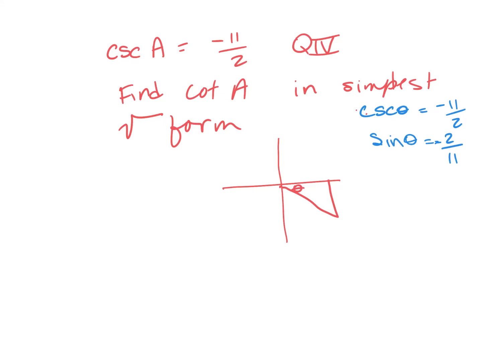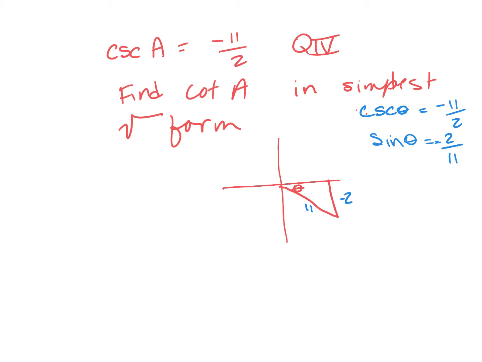So they give us the cosecant of A, and it's negative 11 over 2. They tell us it's in quadrant 4, and they want us to find the cotangent of A in simplest radical form. If the cosecant of the angle is negative 11 over 2, then we know that the sine is negative 2 over 11. So 2 would be the opposite, which would be the negative, because the hypotenuse is always positive.